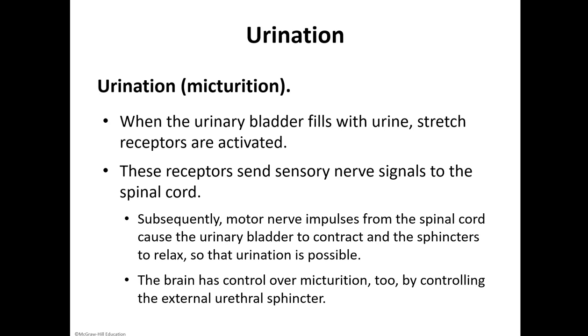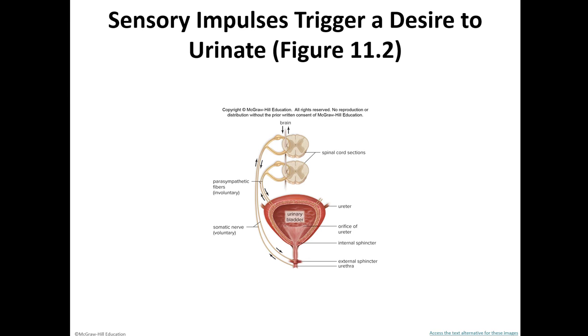When the urinary bladder fills with urine, stretch receptors are activated, and these receptors send signals to the spinal cord. Subsequently, motor neuron impulses from the spinal cord cause the urinary bladder to contract and the sphincters to relax. Therefore, urination is allowed. The brain also has control over the micturition reflex by controlling the external urethral sphincter. Here's a picture showing the parasympathetic fibers that control the involuntary aspect of urinating, and the somatic nerve fibers that control the voluntary aspect of urinating.